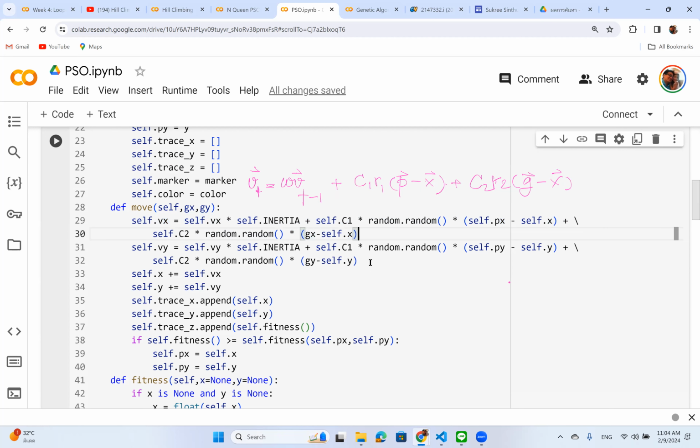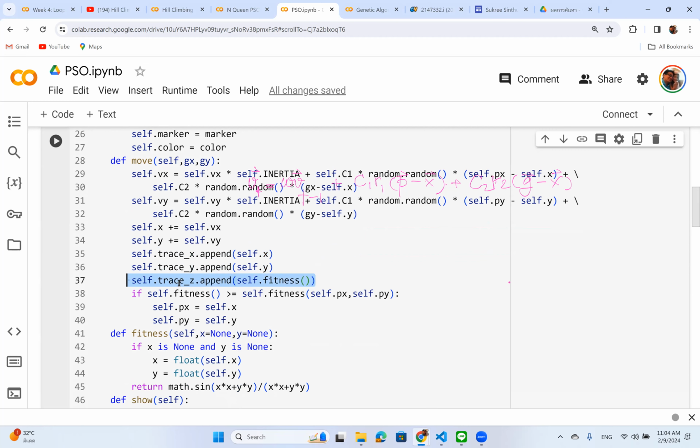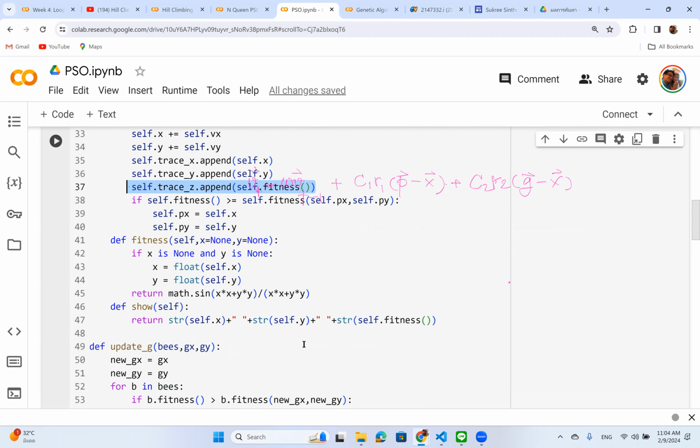So I spread it into X and Y axis. And then, as I told you, the vector V is like the movement of each particle. So once we can calculate V, we add it to X and Y directly. Okay. And then add the X and Y of this position to the trace, X, Y, but for the C1, add it with the fitness.